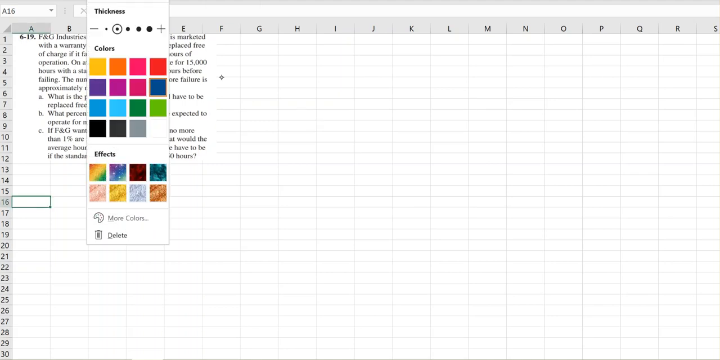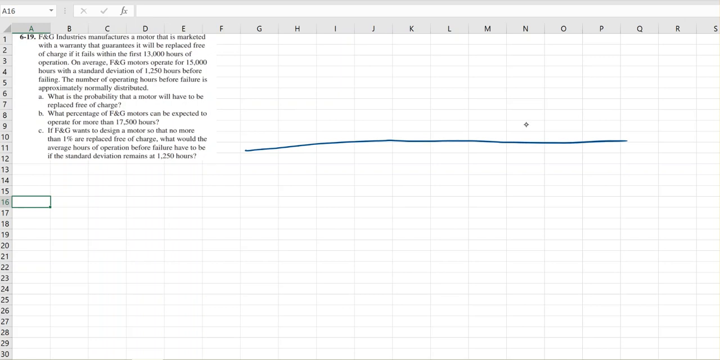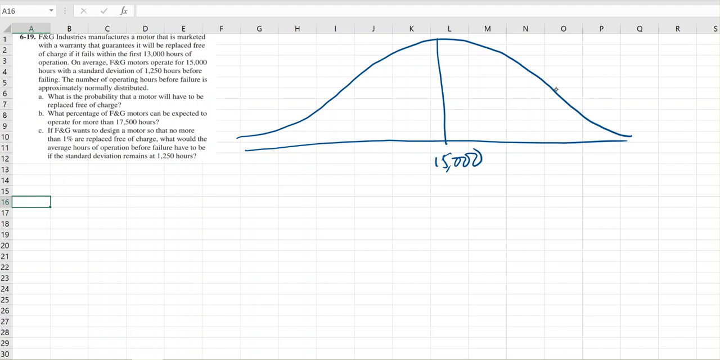So we're going to do this both with table and also with Excel. So this is the situation. We have 15,000 hours, which is the average. 1250 is the standard deviation. You're asked to find what's the probability that they will have to replace a motor. So I know that 13,000 is left of 15,000, so it's there. I'm actually looking for this part since anything less than 13,000 hours will be replaced. Okay, so I do need to find this green area.